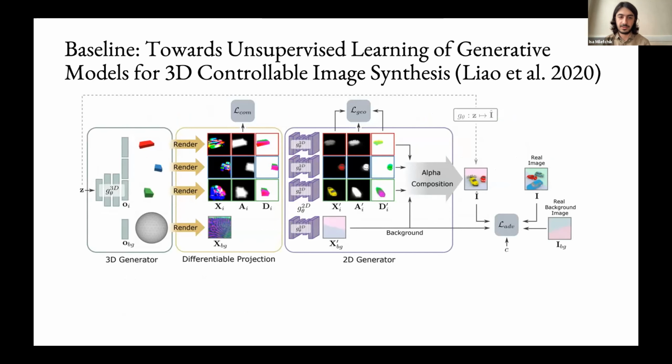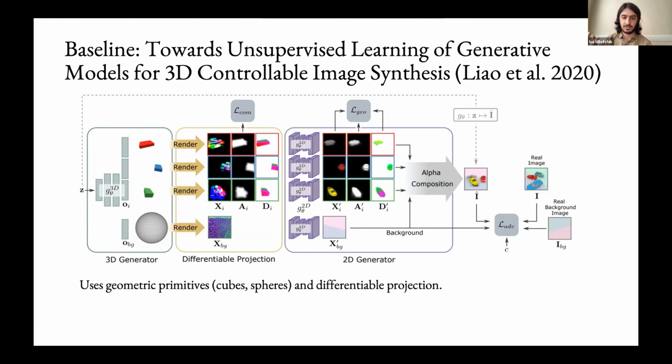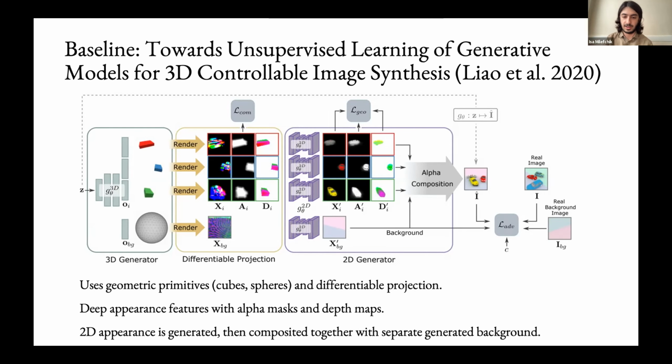Third baseline for our method is Liao et al.'s paper, in which geometric primitives are inferred, cuboids and spheres, which are then used through a differentiable projection to condition generative networks to produce RGB images, alpha masks, and depth maps so that the objects can be composited onto a separate generated background.